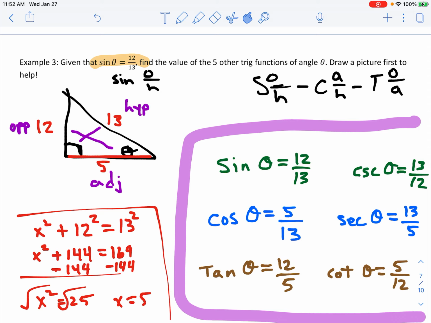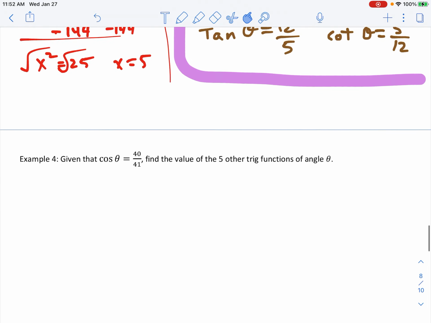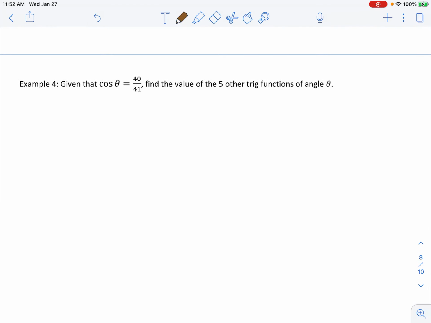All right, so that's considered one of the more difficult ones because we have to do the Pythagorean theorem first. Let's look at one more of those examples. I'm given a word problem and they give us the function cosine. Then we're going to try to fill in some missing pieces from there. All right, here we go. I'm going to draw myself a triangle and try to come up with the sides of the triangle.